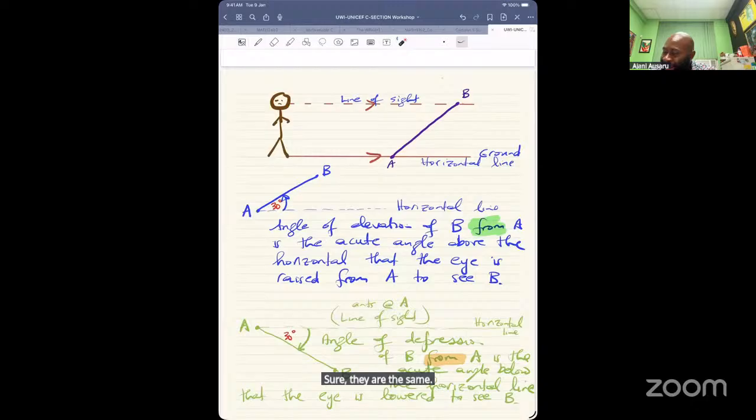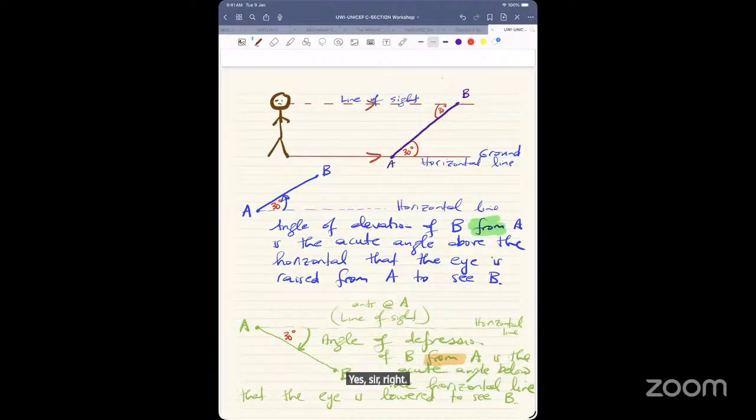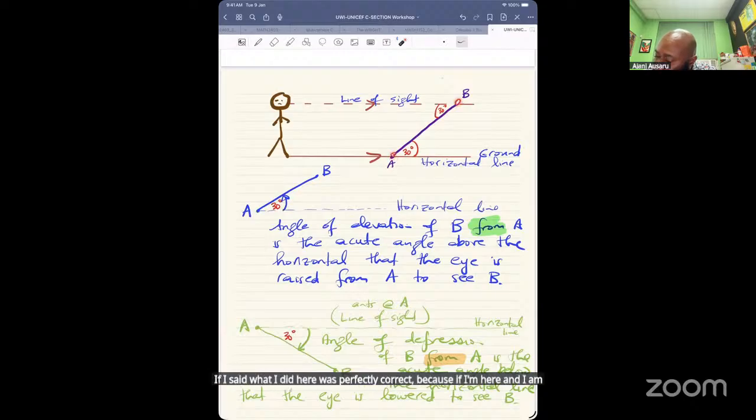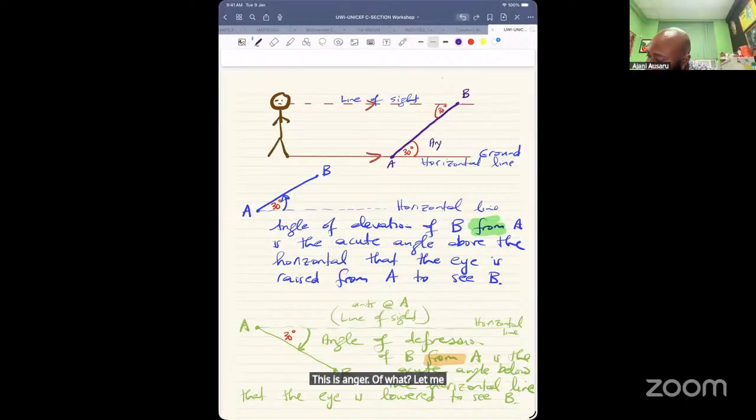So this angle, I'm just going to call it 30. It doesn't have to be, I'm just using an example. If this is 30, then this has to be 30. Right or wrong? Yes, sir. Correct. So what I did here was perfectly correct, because if I am here and I am looking up to here, then this is my angle of what? Elevation.